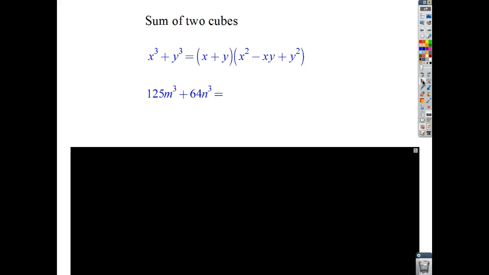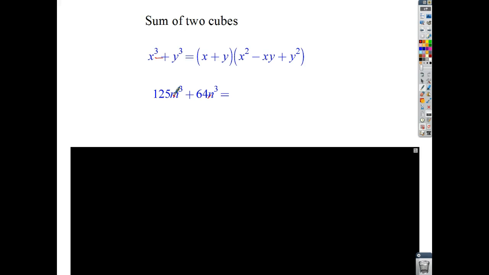Let's go ahead and try factoring this one. So I've got 125m cubed plus 64n cubed. If I'm looking at this, I'm going to take the cube root. This thing is the cube root of that. Well, if I take what times itself 3 times is going to be, wow.